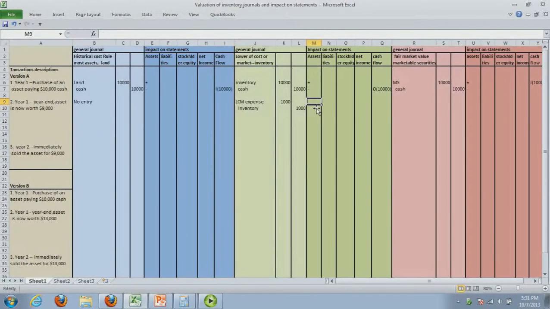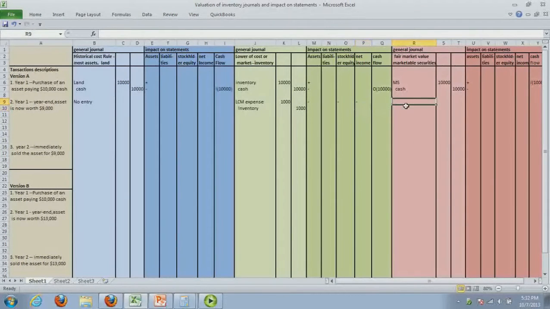And so what does this do to our financial statements? We're taking the expense right away as soon as we know that there's a drop in our value. So inventory, the asset goes down, and if you remember, all expenses cause retained earnings to go down when we close the books, and therefore stockholders' equity also decreases. Profits are less when you have an expense, and there's no cash. So that does have an impact that we can recognize.